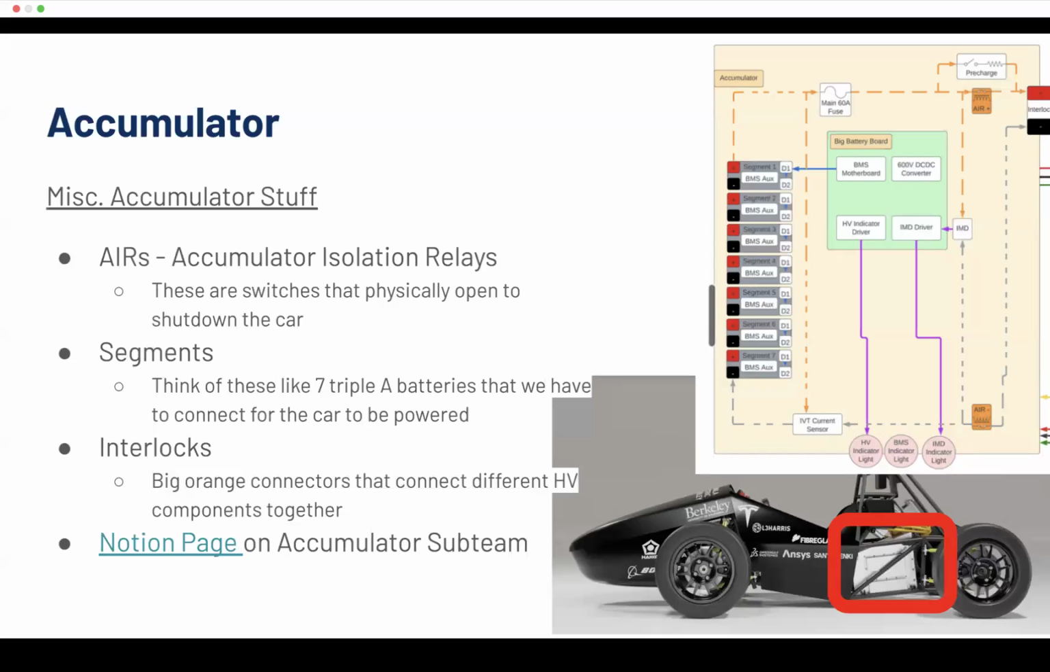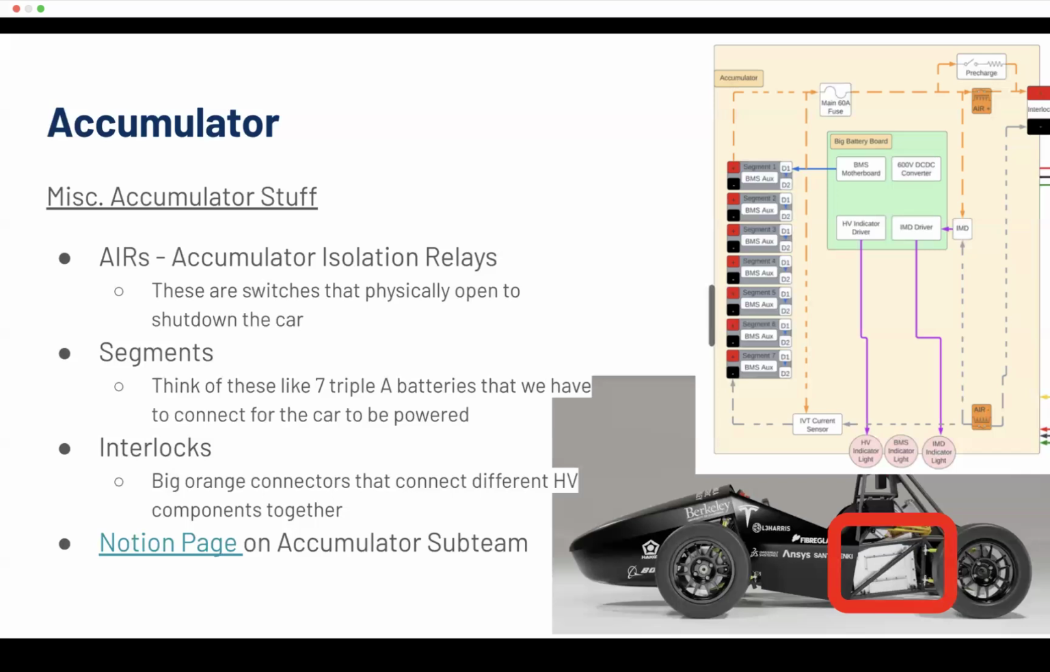So the main parts of the accumulator, first off, are the AIRs, the accumulator isolation relays, and relays are basically just switches. They're basically short or open, and they connect the battery to the rest of the car. So those are labeled on the right side of the diagram in the orange blocks as AIR plus and AIR minus for HV plus and HV minus. These are physically open or closed. It's not like an electrical open or close, these are physical metal bars inside. That's what the symbol shows. There's a coil that you send a current through that physically moves a bar to open or close these.